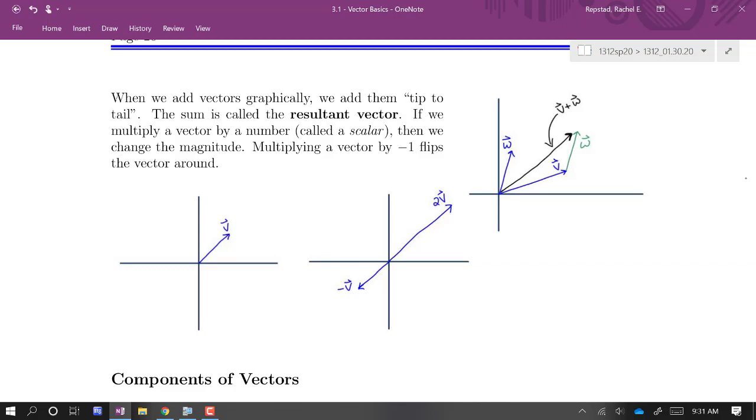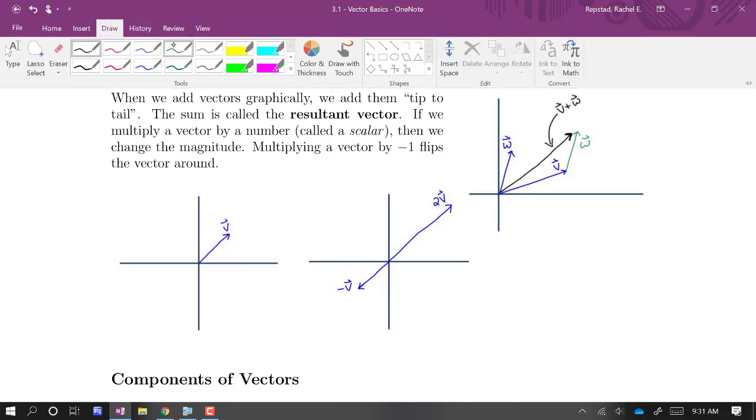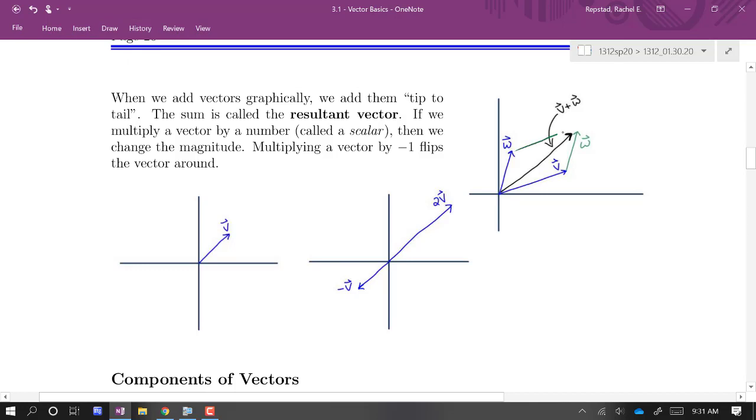And we could have done it either way. Here, the way it's drawn, I drew w at the end of v, but I could also have drawn v at the end of w, and it forms this parallelogram. So vector addition is commutative. You'll end up in the same spot, regardless of the order.